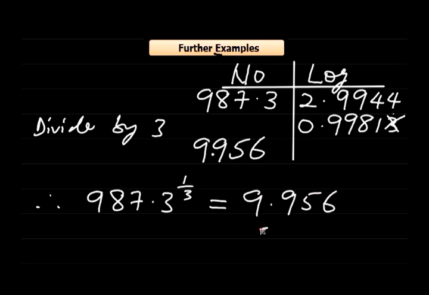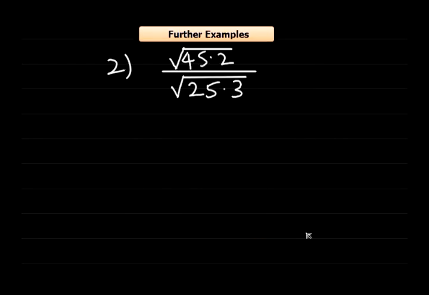9.956. That is the answer. This is the second example there. So we should evaluate this using the 4-figure table, our logarithm table. So what do we do here?